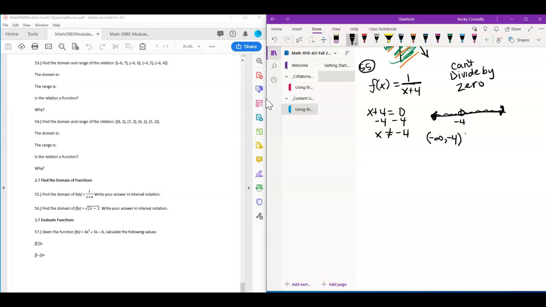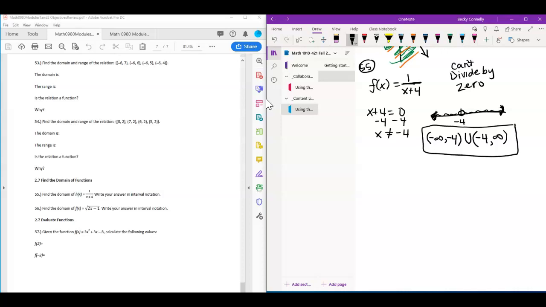And then I have to use this lovely union symbol too, all right? And then again, another parenthesis because it doesn't include -4. Everything except -4 will work. And so -4 to infinity. So that's how we'd write that in interval notation.